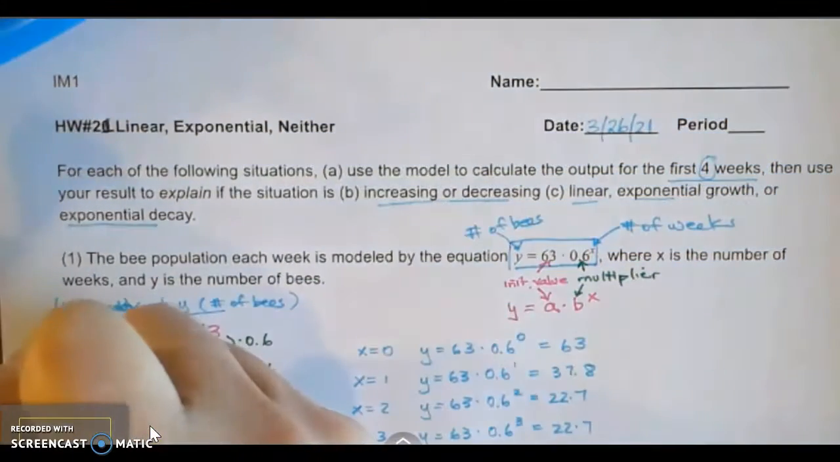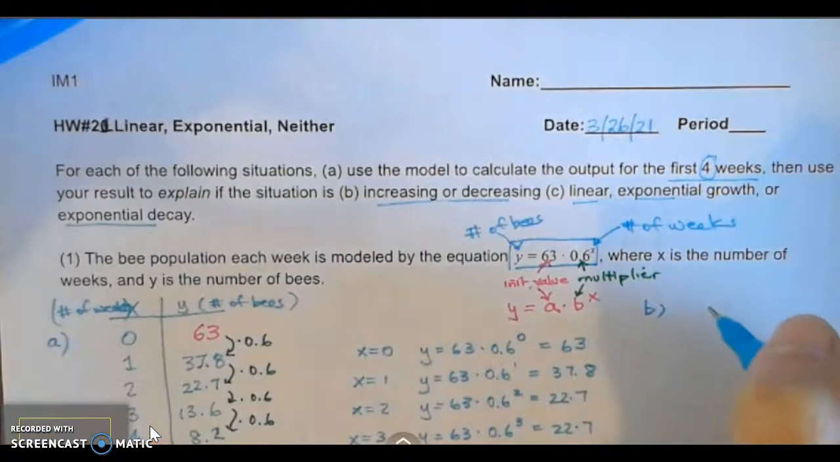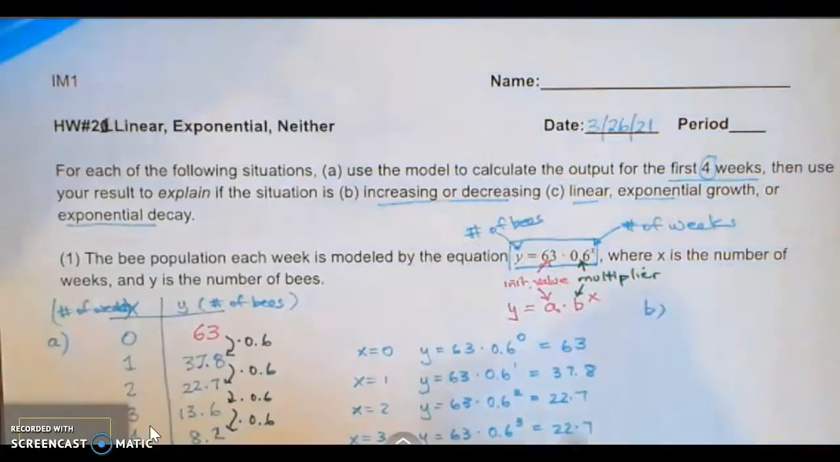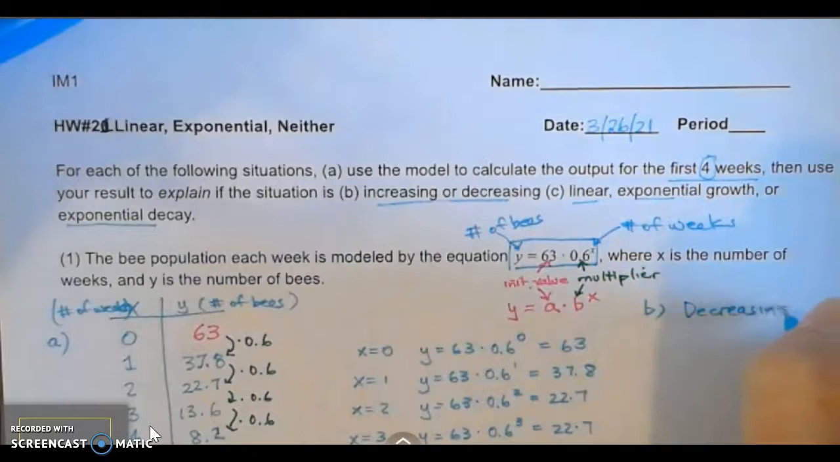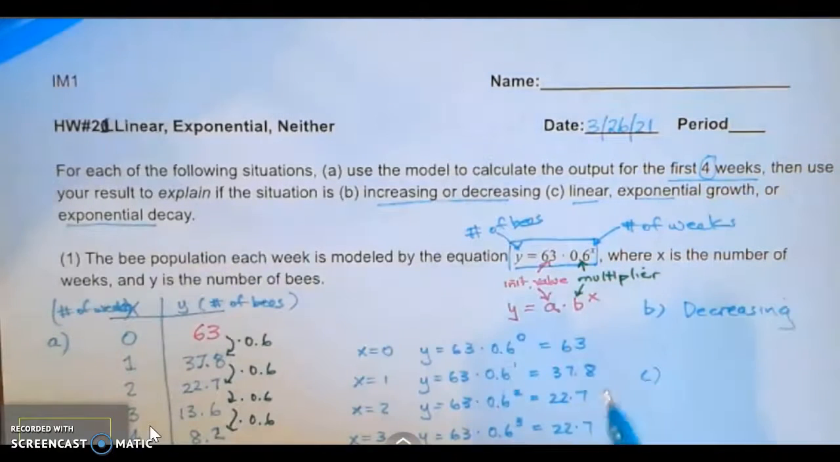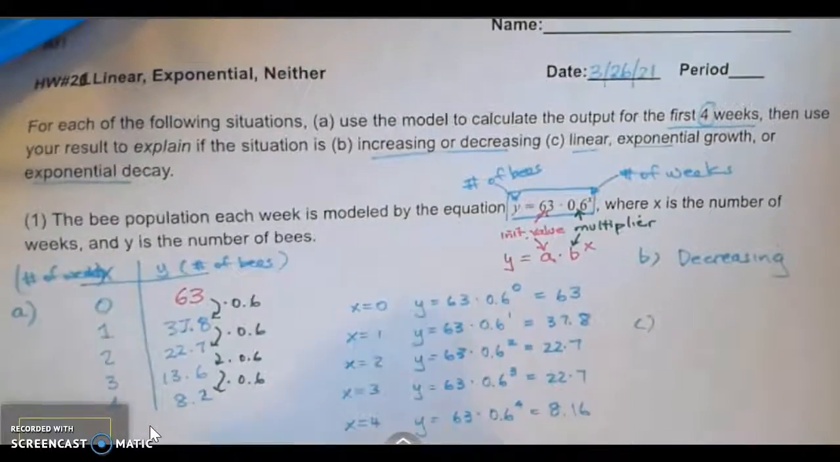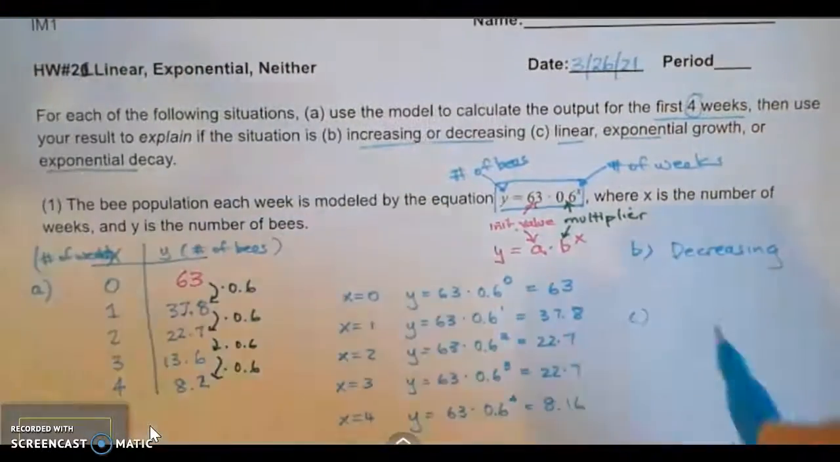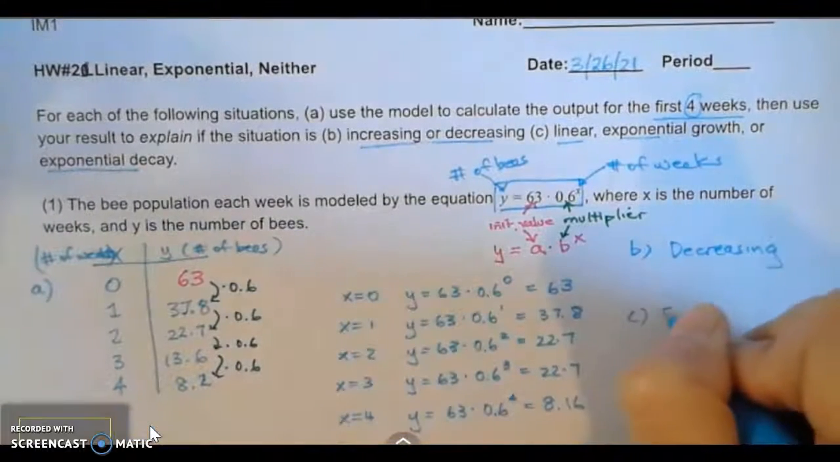So that's part A. For part B, we need to describe the situation as increasing or decreasing. Looking at the numbers, what's happening here? The numbers are decreasing. What about C? Is it exponential growth or exponential decay or linear? Well, since we have the same number being multiplied over and over again, it is exponential. And since the numbers are going down, it is exponential decay.